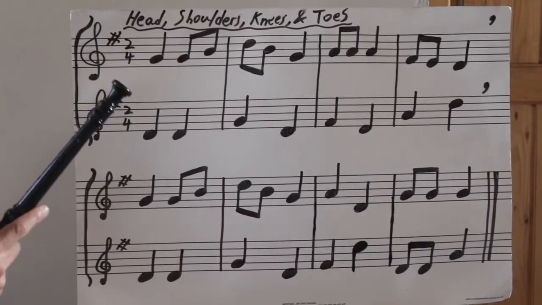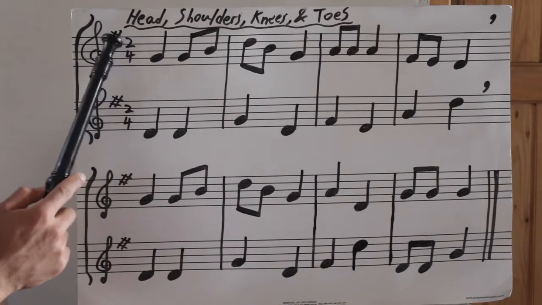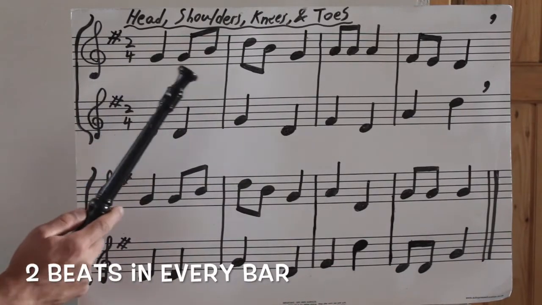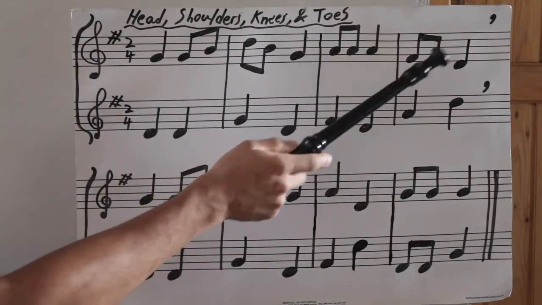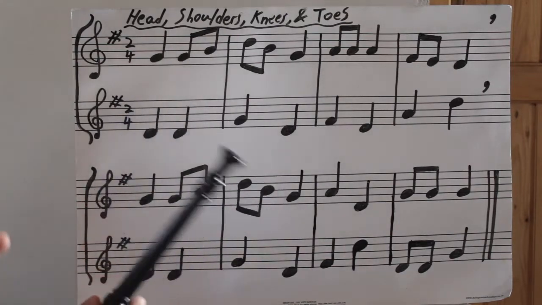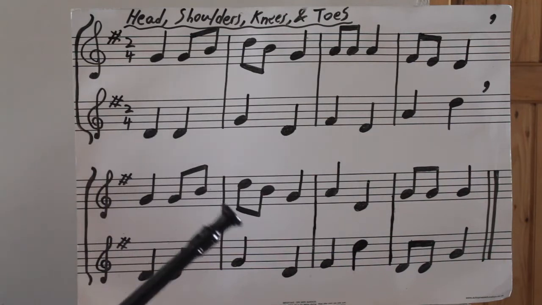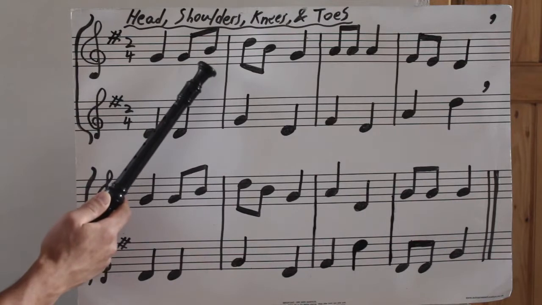Alright, so if you look at our rhythm, the first thing you'll notice is that we have a time signature of 2-4, meaning two beats in every bar. So here we have 1-2, 1-2, 1-2, 1-2, two beats in every bar. And this is pretty simple because we only have two types of notes in the whole piece, not letter names like A, B, C, D, F, G. We only have a quarter note and an eighth note.